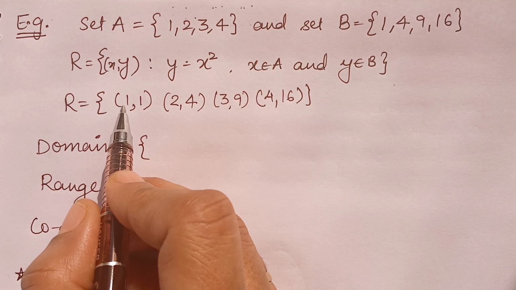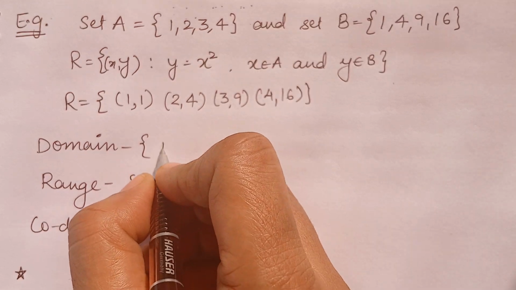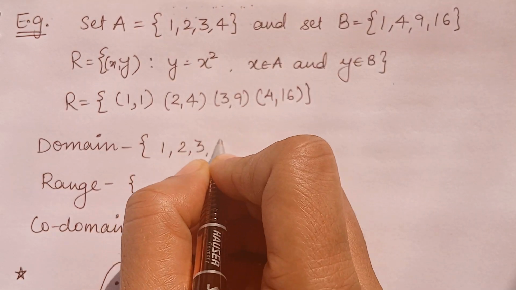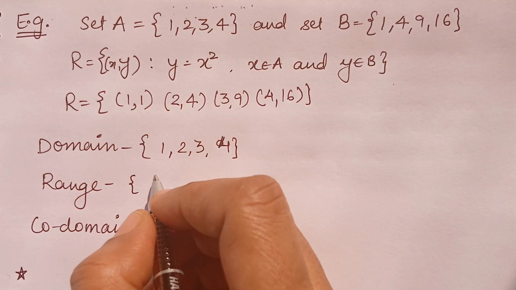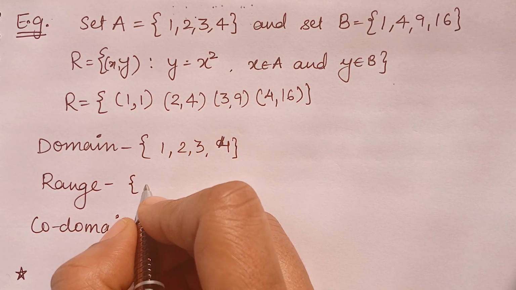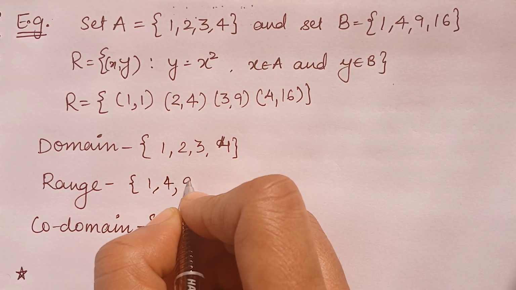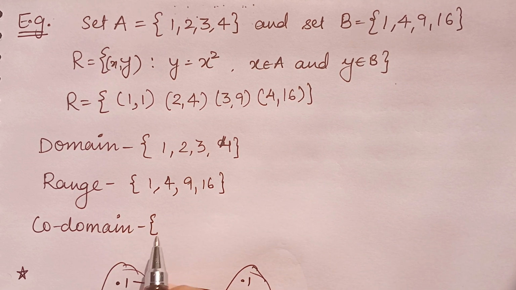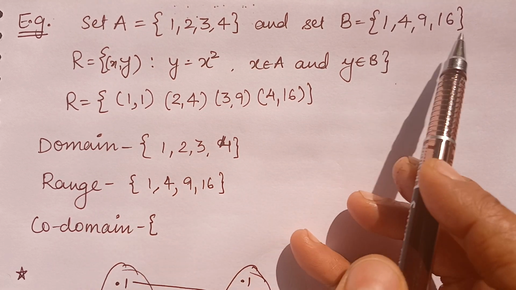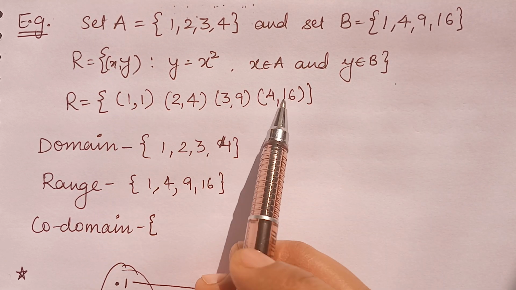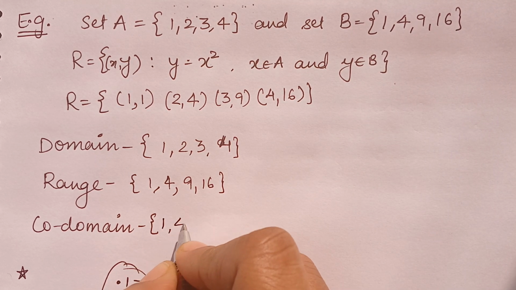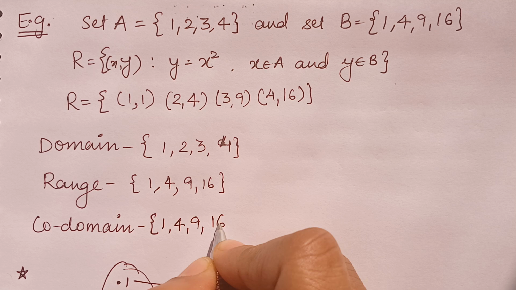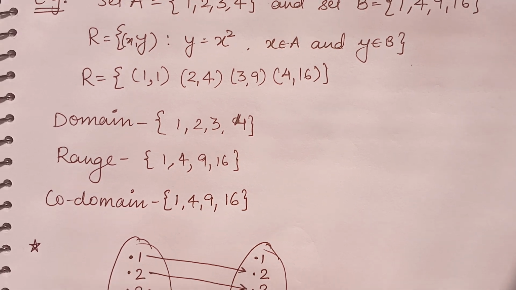Now domain will be the first elements 1 comma 2 comma 3 comma 4, and range will be the second element, or we can say the y component, 1 comma 4 comma 9 comma 16. Here in codomain all the elements are related, 1, 4, 9, 16 all are related. So for the entire set B, codomain and range are the same.